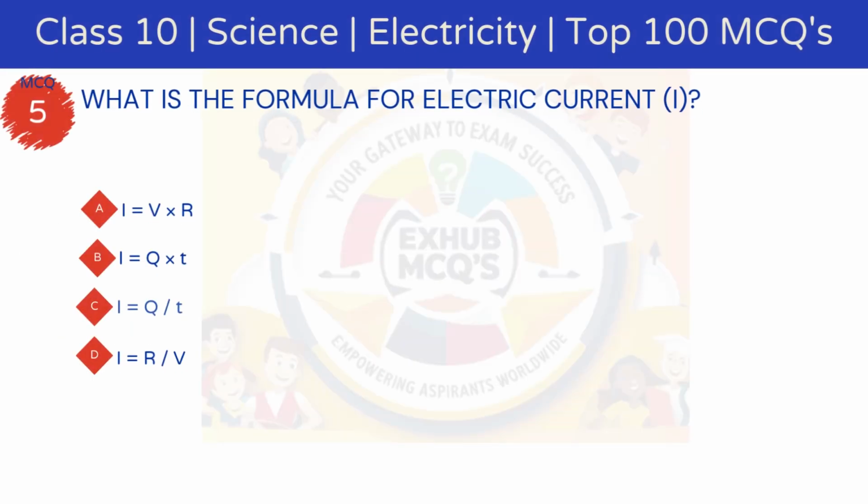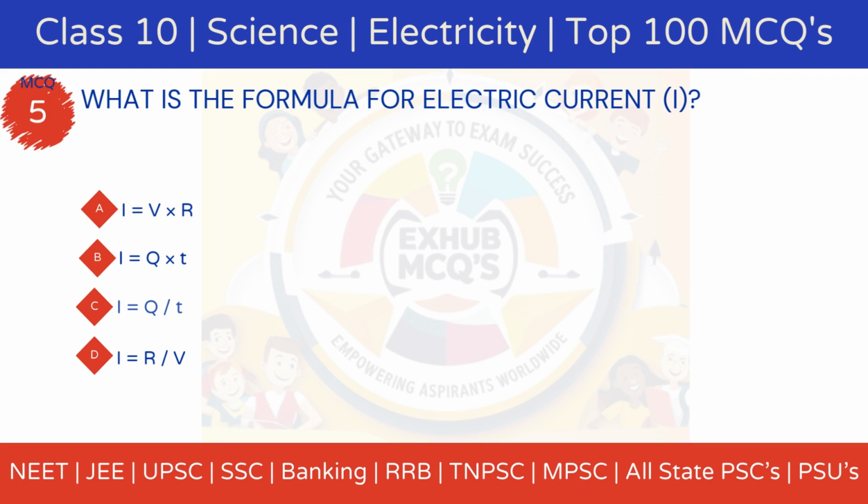MCQ 5. What is the formula for electric current I? Option A, I equals V multiplied by R. Option B, I equals Q multiplied by T. Option C, I equals Q divided by T. Option D, I equals R divided by V.